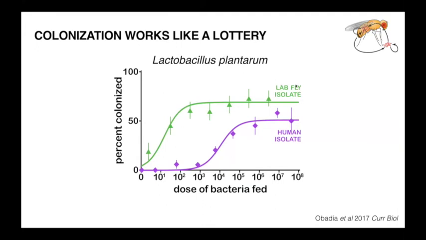And it turns out, the lab flies have a little bit higher colonization efficiency. And then when we look at the wild fly isolates of the same species of bacteria, any dose that we feed has 100% colonization efficiency. And so there's genetic differences between the bacteria that are contributing to the colonization. It's not just stochastic. So I say colonization works like a lottery.